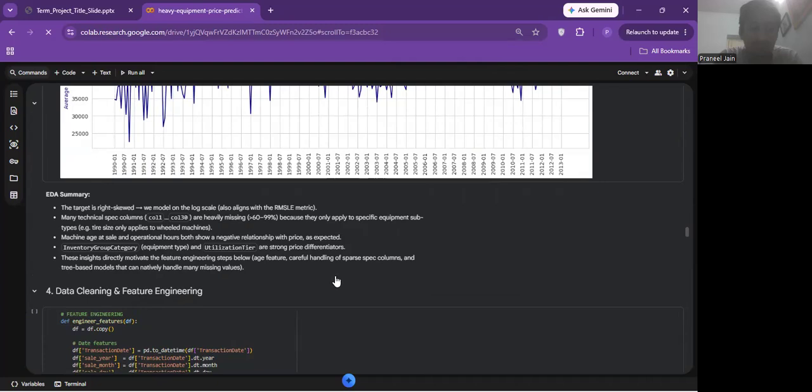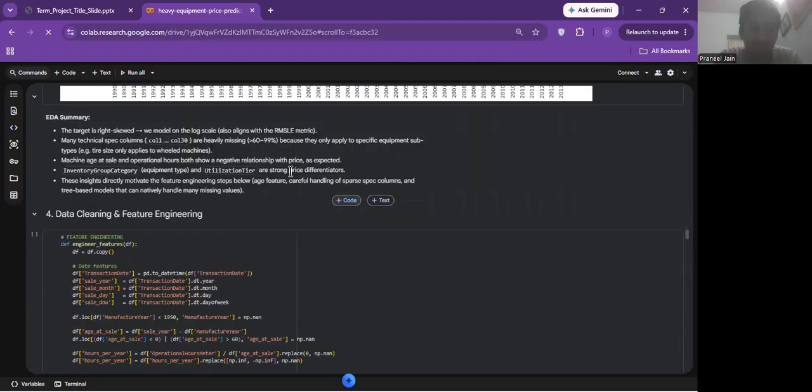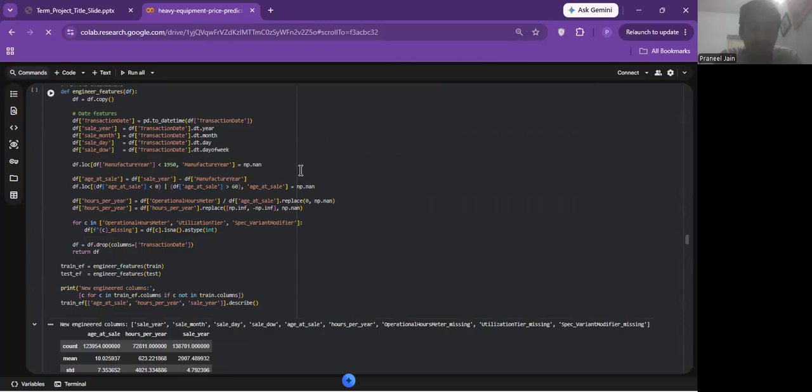So the next thing we are going to talk about is feature engineering. These are our four or five feature engineering steps that we have done.